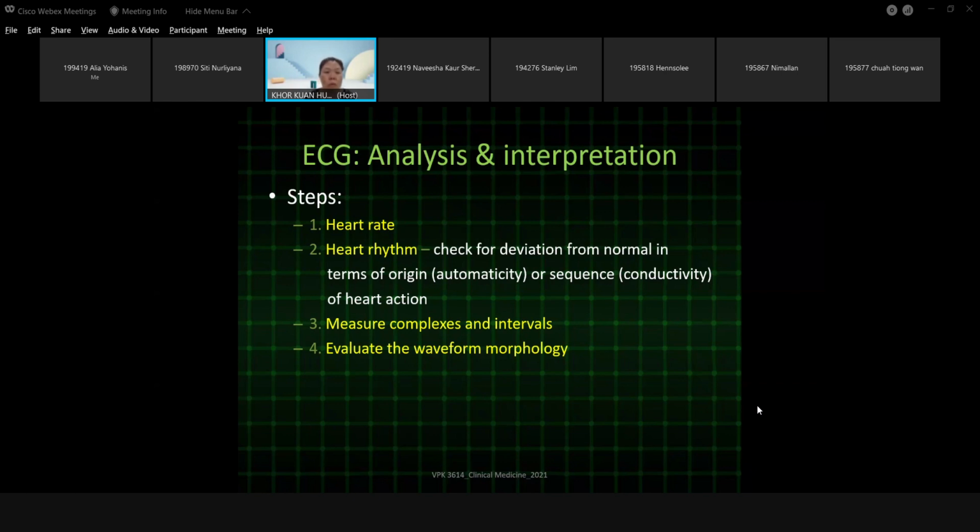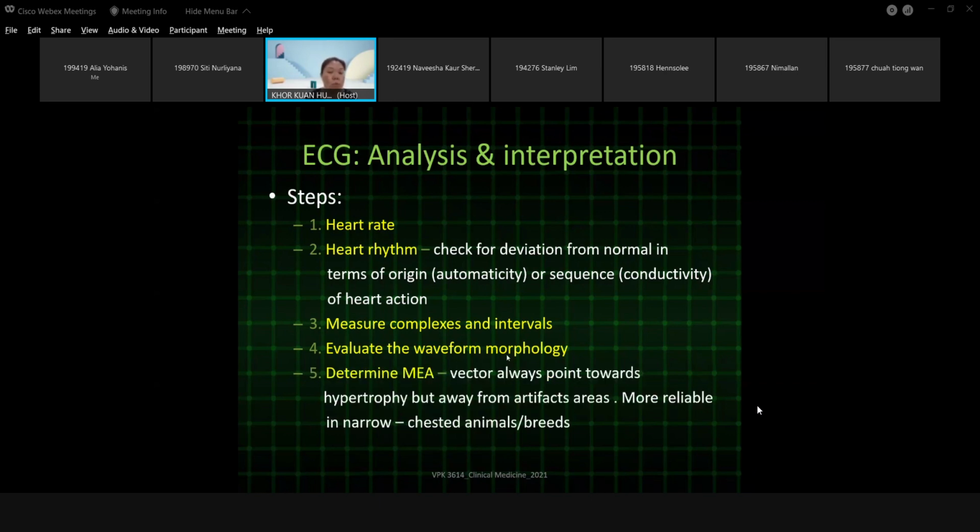QRS looks okay? Tall? Weird? Right? So that's what it means by the morphology of the waveform, which we will go through at 12 to 1 o'clock. Okay, then the most important thing is also to determine the mean electrical axis.